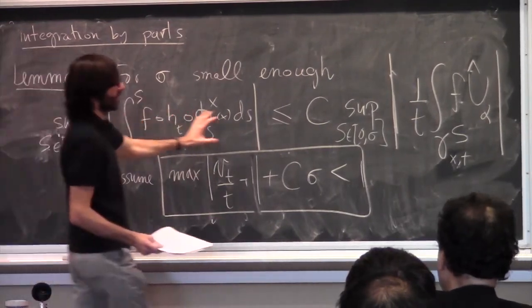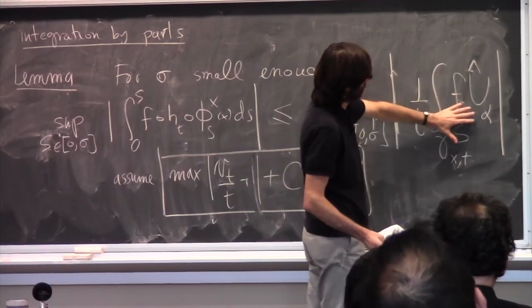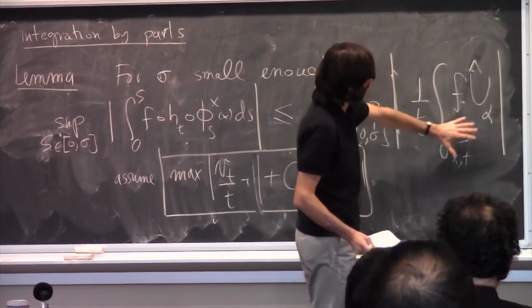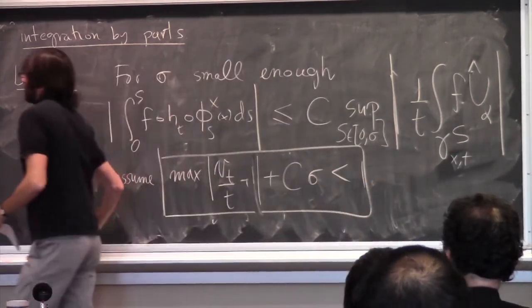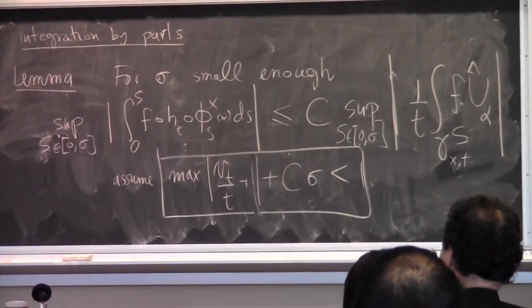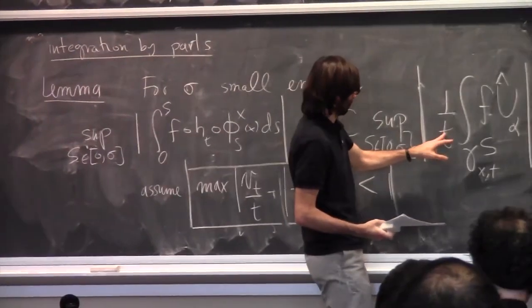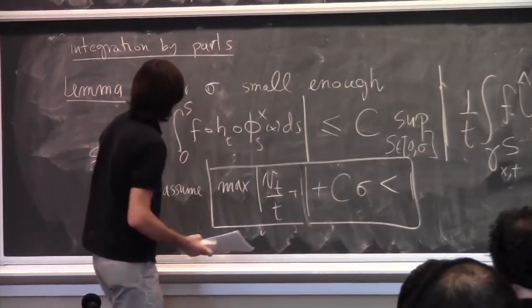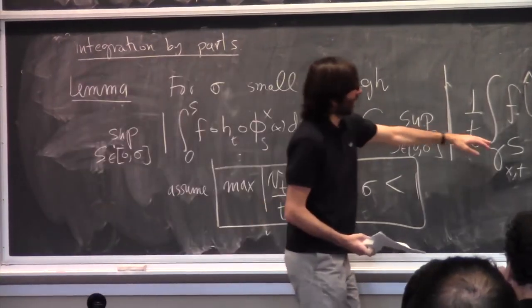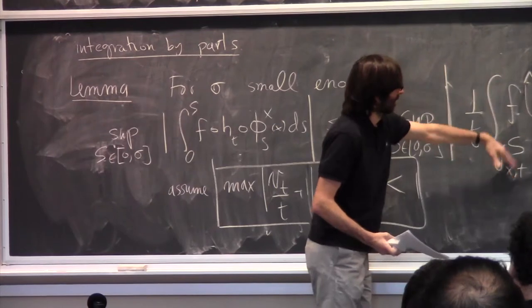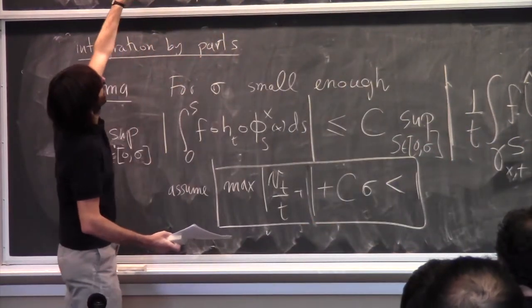Okay, but then once you're here, it's not hard to see that this integral, if f is a co-boundary, is bounded. For decay of correlation, you're almost done, because now this is really an equidistribution estimate. And I told you how to pass from equidistribution estimates to mixing estimates.